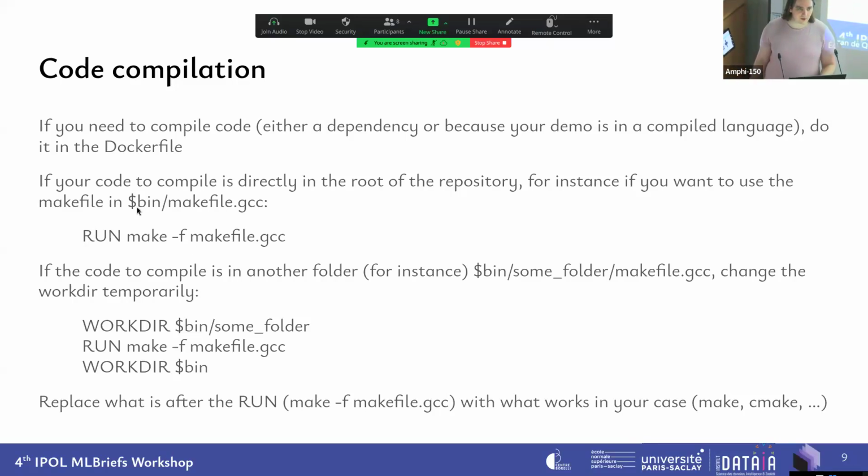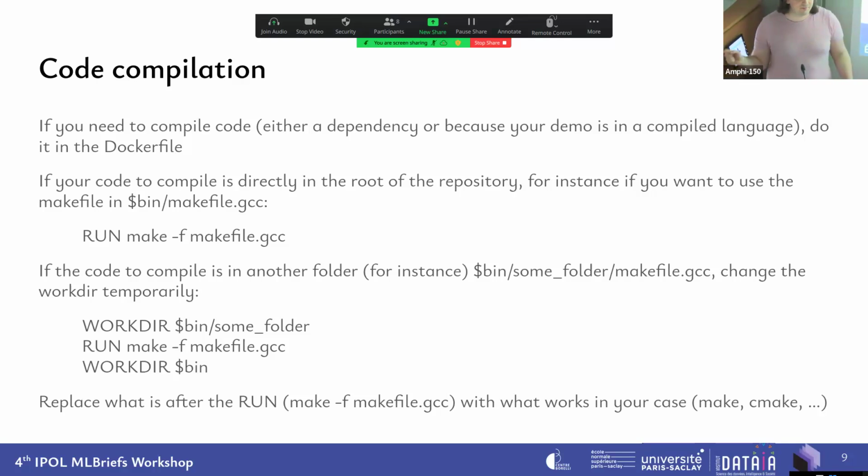So supposing your makefile is in $bin/makefile.gcc, you just have to use the command run make -f makefile.gcc. So what's important here is the run. After that, the make -f makefile.gcc really depends on your own code and what you want to compile. Here, it's if you have a makefile.gcc. If you want to use CMake, or if you have another format for compiling, you will have to change what is after the run. So this is assuming your makefile is directly in $bin.